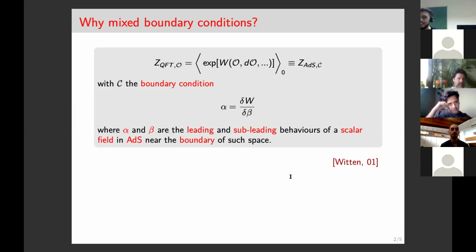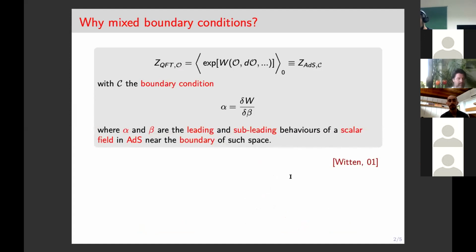So why is it interesting to study mixed boundary conditions? Well, the answer can be found in this work of Witten of 2001, where he established that if you have a quantum field theory whose generating function has the form here on the left-hand side, this theory should be dual to a theory in AdS where you have to impose this boundary condition, where alpha and beta are the leading and subleading behaviors of the scalar field near the boundary of AdS.